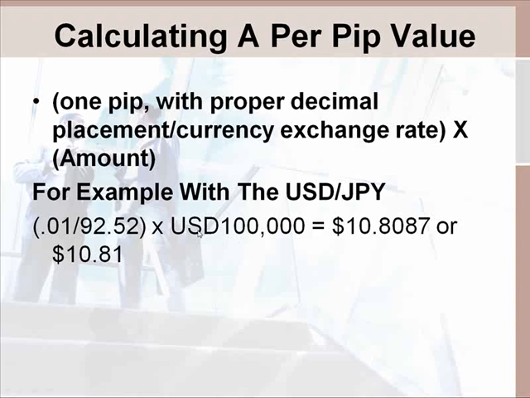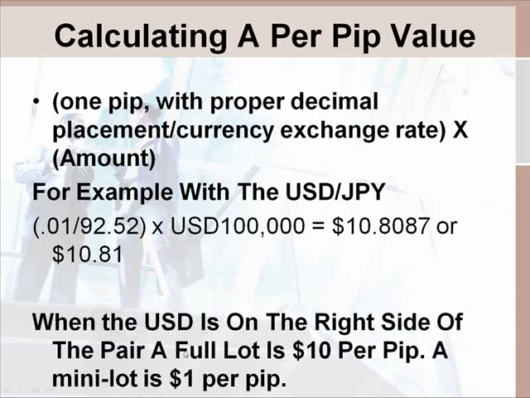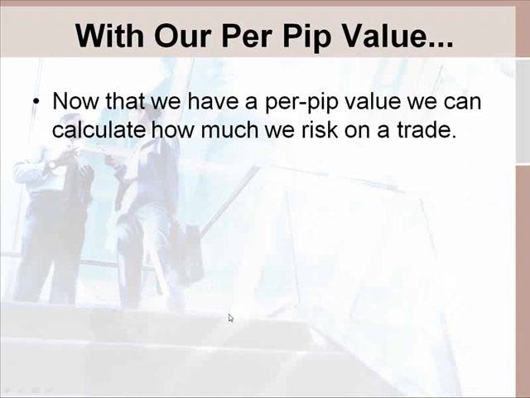And it's important to note that this is only necessary if the US dollar is on the left-hand side of the currency pair. Like the US dollar Japanese yen, the US dollar symbol is on the left-hand side. If it's on the right-hand side, such as the Euro US dollar, then the per pip value is constant. A full lot is always going to be $10 per pip, and a mini lot is always going to be $1 per pip. So once we have a per pip value, we can move on and calculate how much we risk on each trade.